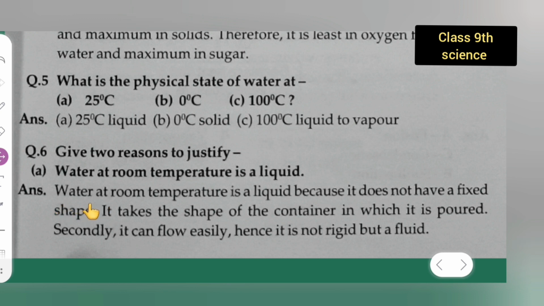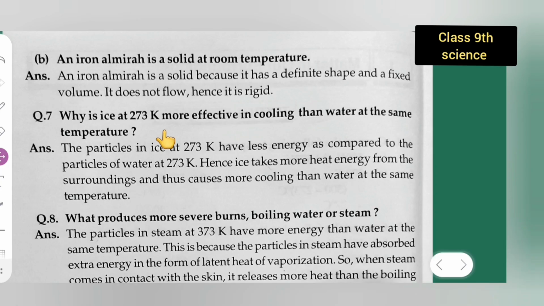Answer, water at room temperature is liquid because it does not have a fixed shape. It takes the shape of the container in which it is poured. Secondly, it can flow easily, hence it is not rigid but a fluid. Okay, moving towards the next.